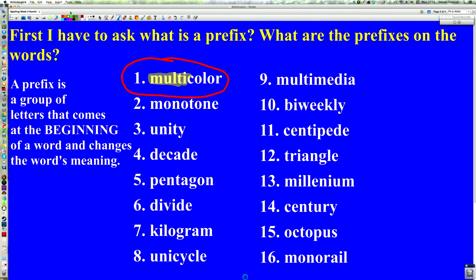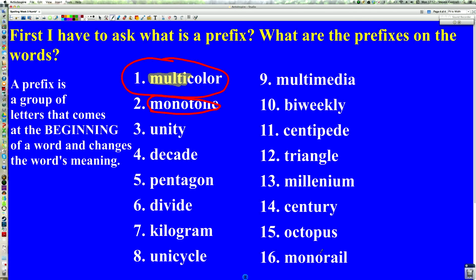Whereas, on the other hand, if I were to look at monotone right here, if something is monotone, it has one tone. So monotone would be someone who talks like this and never changes how they speak or their tone of voice. It's always like this, and it's very boring and very long and very sad. So mono is one. Monorail, one rail on a train, like at Disneyland.